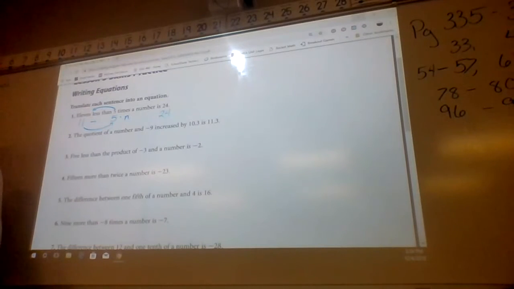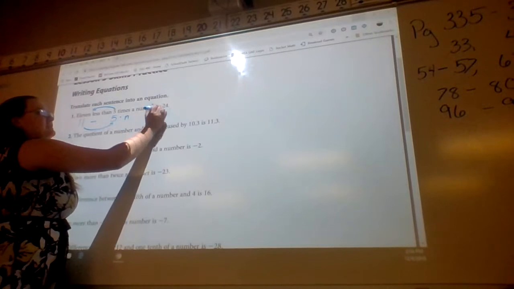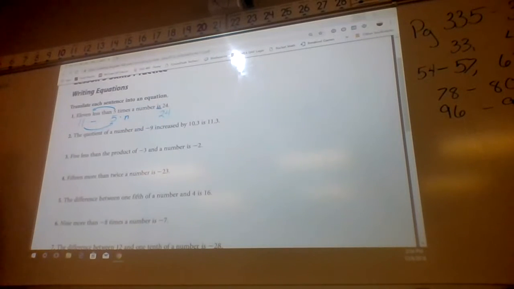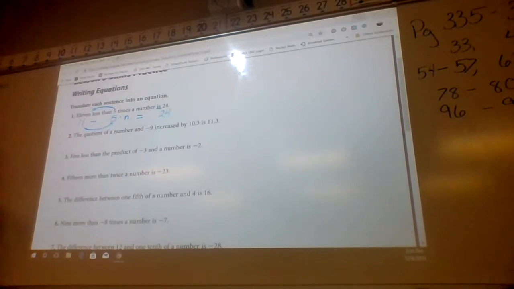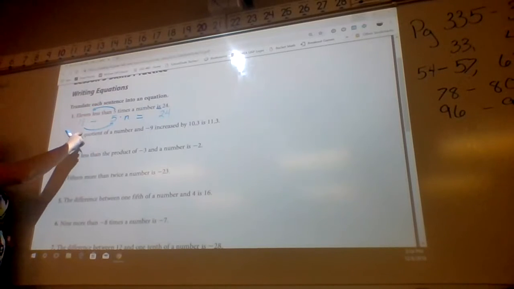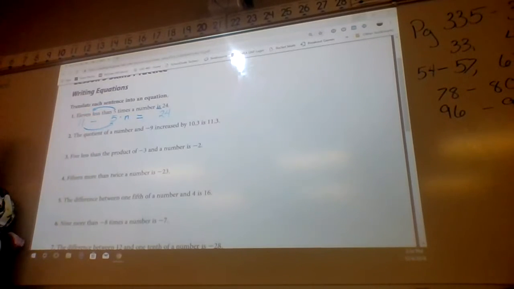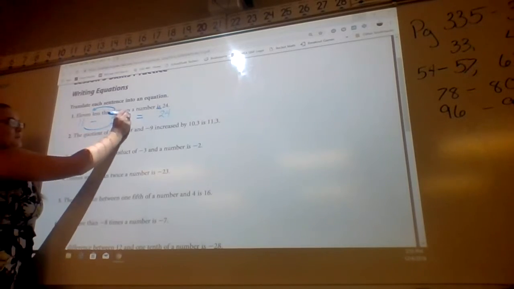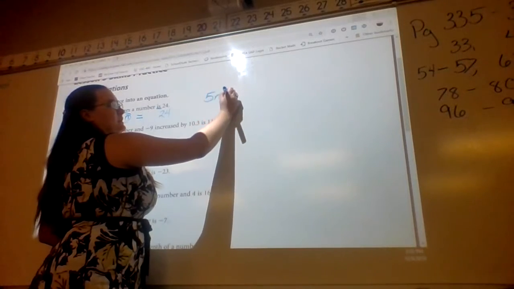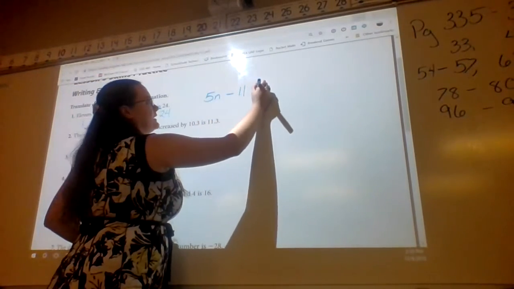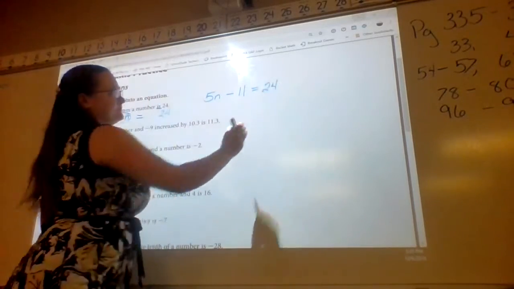Now here's another important one that we should all know. You hear it all the time in math, but you never think about it. Is. Is means equals. So what's the last thing you have to do to actually fully write this correctly? You have to flip. I said the 5 comes to the front, the 11 goes to the back. It's not just the 5 though. 5n has to move. So this is 5n subtract 11 equals 24.